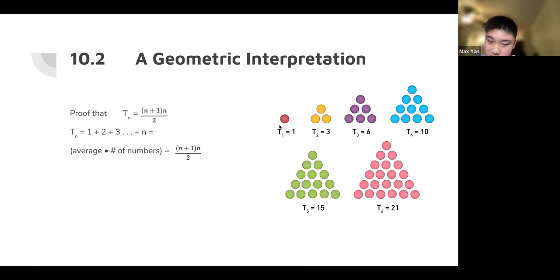And the way we get that formula is T of 1 has 1 number in its first row. T of 2 has 2 numbers in its second row. So for each triangular number, you're adding n balls to the bottom of the triangle. And that's our formula. And that's how you find the sum of an arithmetic sequence.